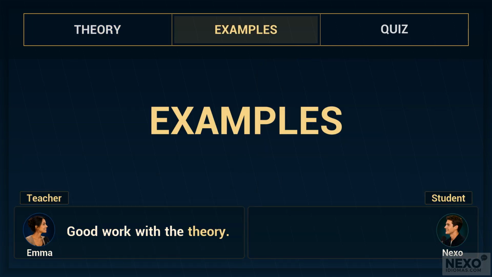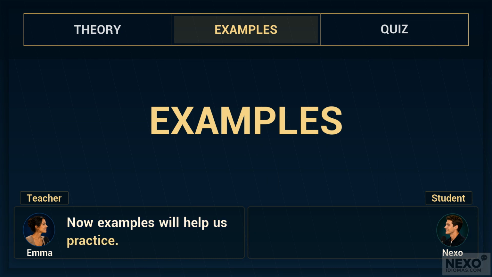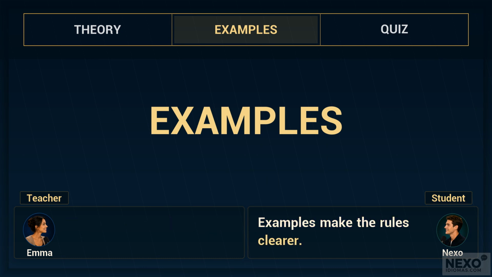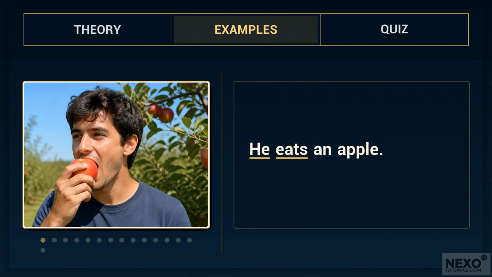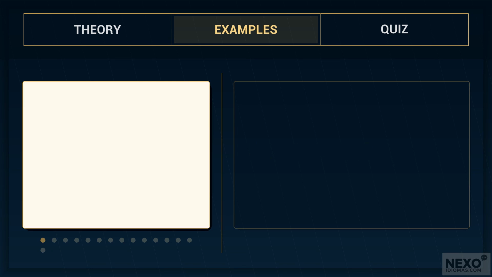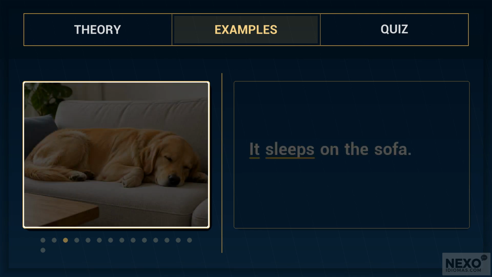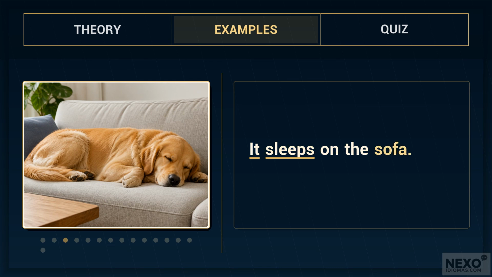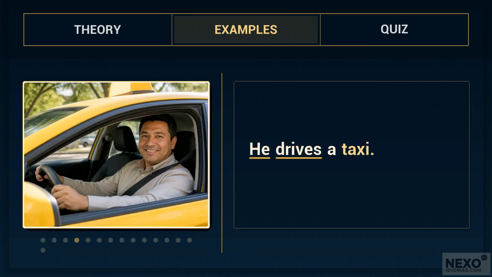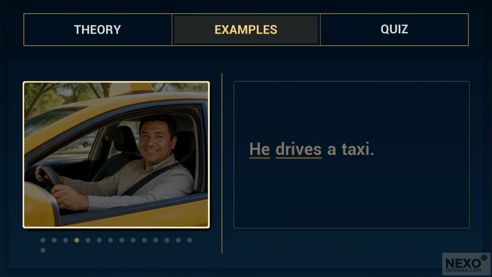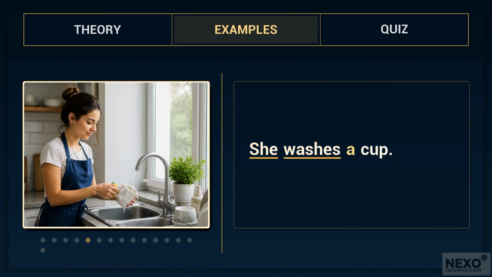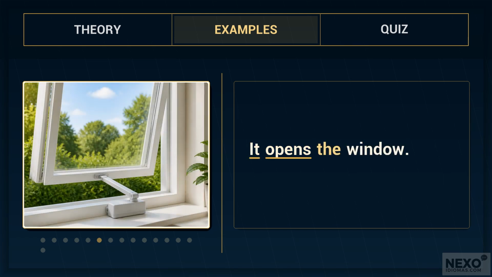Good work with the theory. Now, examples will help us practice. Examples make the rules clearer. He eats an apple. She reads a letter. It sleeps on the sofa. He drives a taxi. She washes a cup. It opens the window.